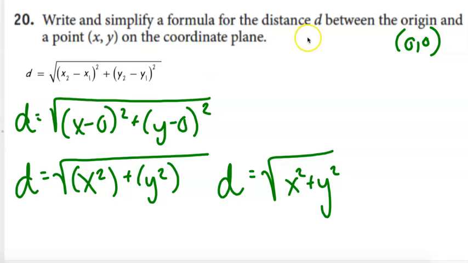All right, last but not least, it said write and simplify a formula for finding the distance d between the origin, which if you forgot is at the coordinate point 0, 0, and some point x, y on the coordinate plane. So I wrote my distance formula. I substituted it in for the second number. You could have substituted in for the first number, but x minus 0 is just going to be x. So that's the same thing as saying x squared plus y squared. So if you're ever finding the distance between the origin and some point, all you have to do is square your x's and square your y's, and then square root them. Okay?